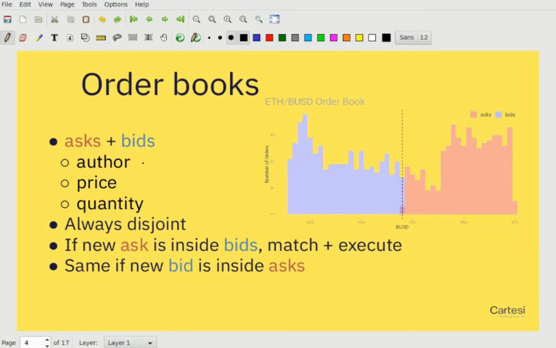Usually everyone will say, I want to make an ask or a bid. They'll say who they are, what price they want to either buy or sell, and the quantity they are putting in or asking for in return. These are always disjoint, as I said, and if someone introduces a new bid right here in the middle, like I want to buy at this price. So a person puts a price here and they want to buy.